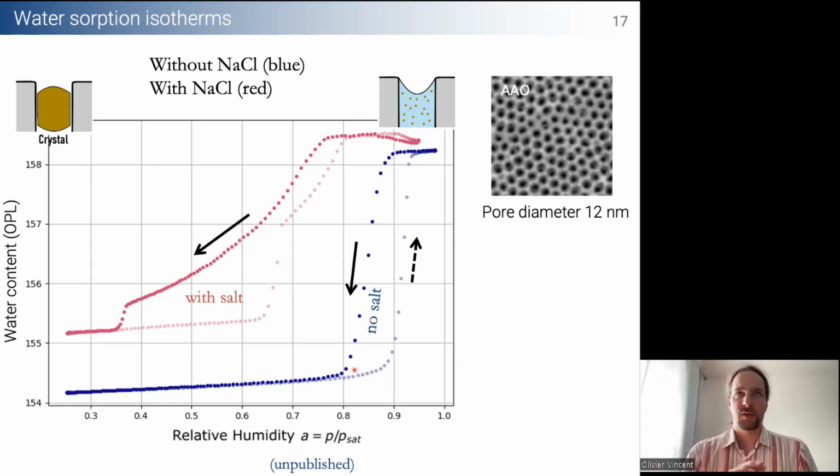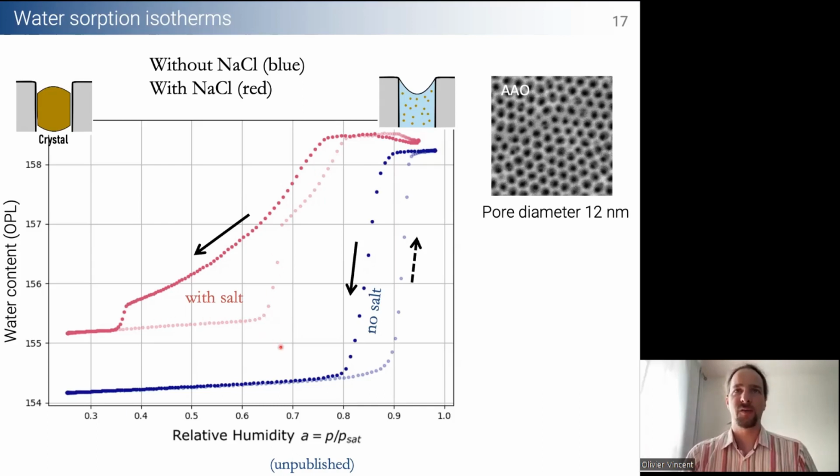And so this is when the systems contain no salts. So it's just a nanoporous medium that interacts with humidity. And we looked at what happens when we introduce salt, and things change a lot. First, so the curve with salt is this one.